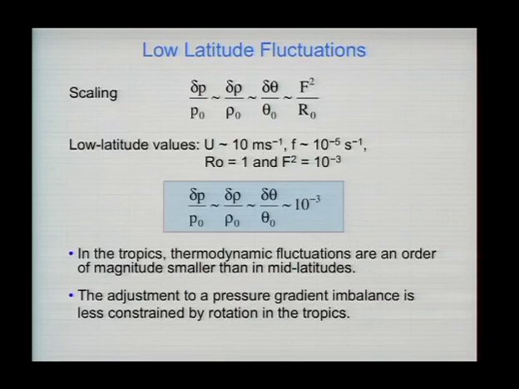Let's do the same for the tropics now. We have this relationship between these fractional changes in our thermodynamic variables, F squared over the Rossby number. The principal difference here is this. F is now an order of magnitude smaller. The Rossby number is order 1. And now the relationship between these variables is 10 to the minus 3. Instead of delta, whatever your favourite thermodynamic quantity is, divided by that thermodynamic quantity, instead of being 1/100, it's now 1/1,000. It's a tenth of what it is in the mid-latitudes.